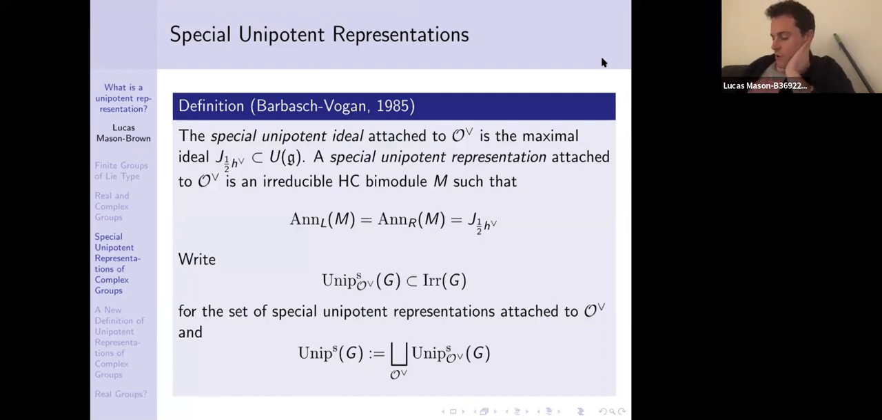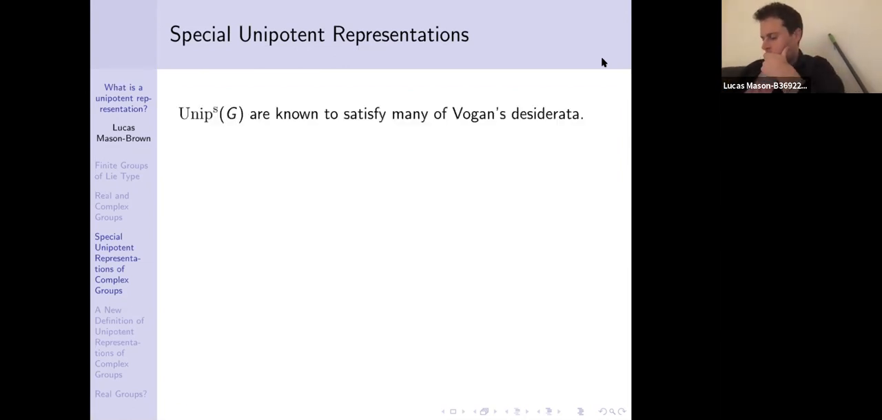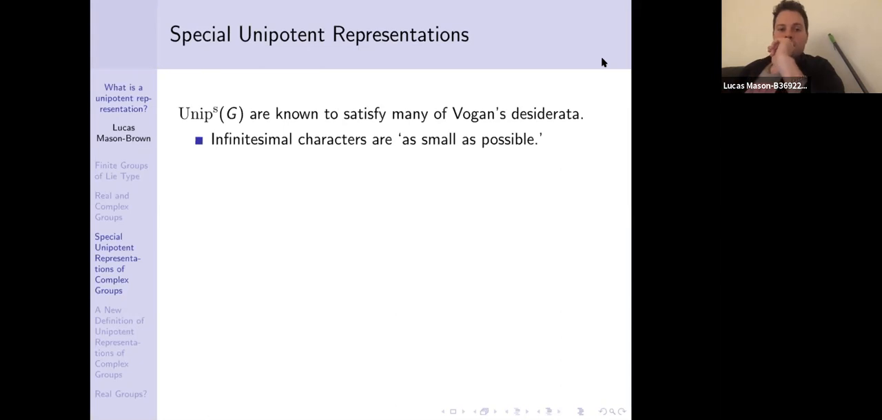So for Barbasch and Vogan, the special unipotent ideal attached to O check is the maximal ideal J of 1/2 H check. And a special unipotent representation attached to O check is just any irreducible Harish-Chandra bimodule which is annihilated on both sides by this particular ideal. And these representations have been very extensively studied, both in the world of complex groups and also their cousins in the world of representations of real reductive groups. And they're known to satisfy lots of nice properties.